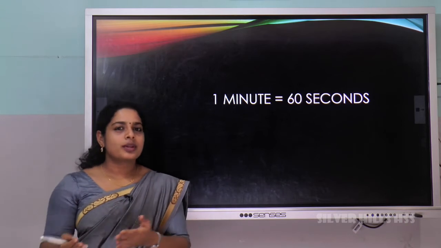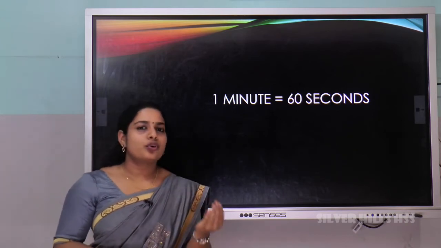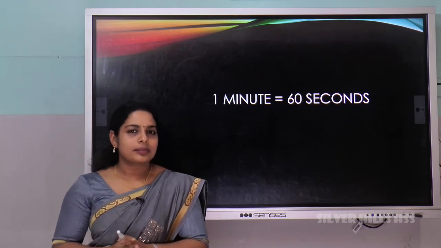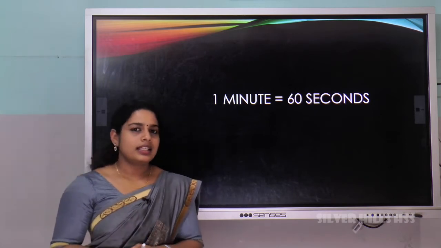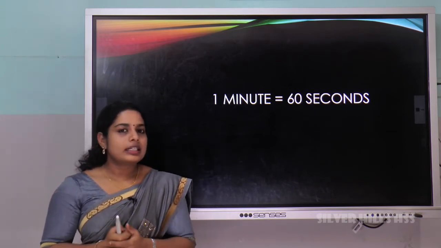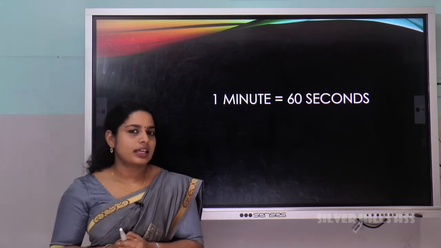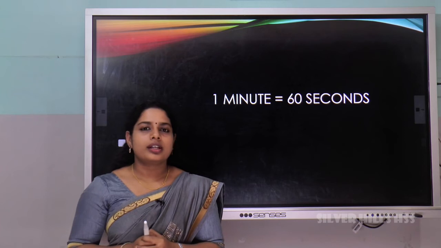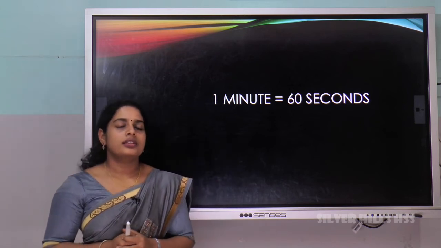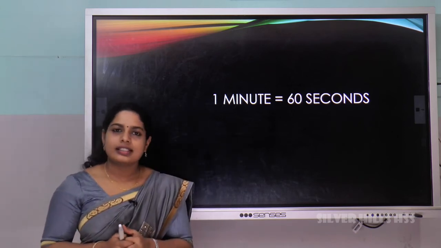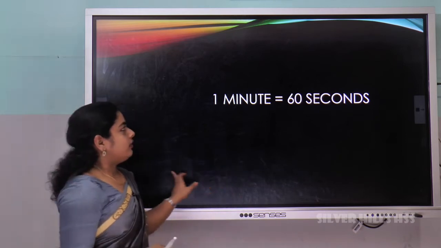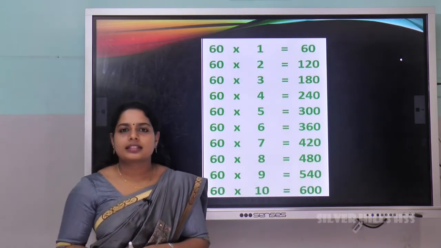Now, 3 minutes will be 3 into 60. 4 minutes is 4 into 60, like that. So, we need to know the multiplication table of 60 to do this problem easily. If you know the table of 60, you will be able to do this problem very easily. So, we have the table of 60 here.